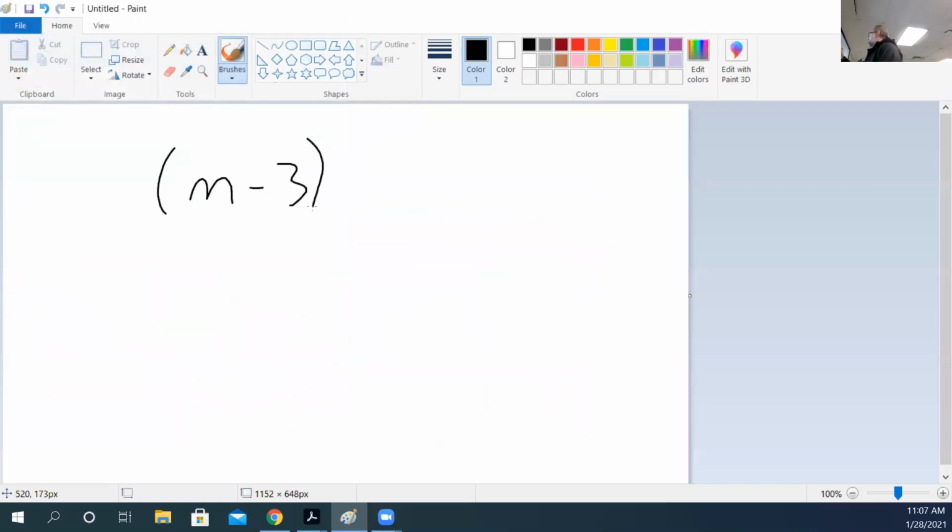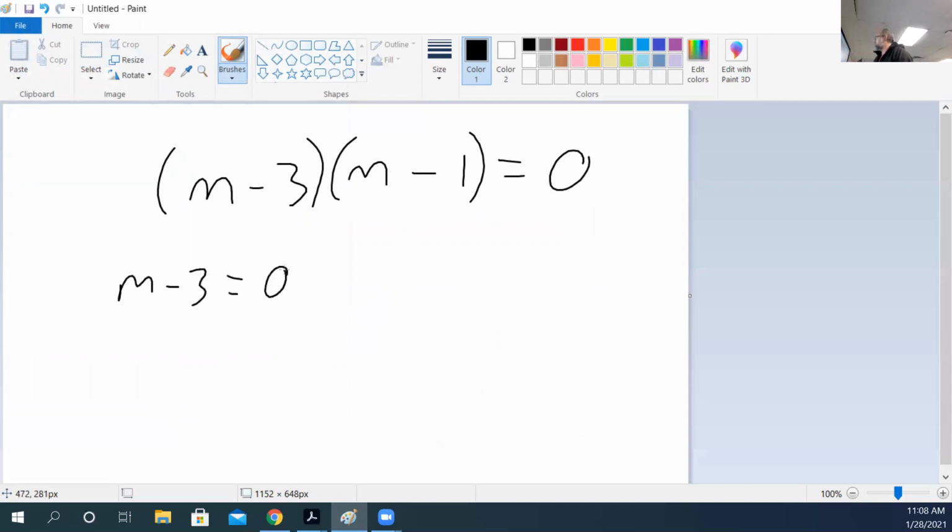m minus 3 times m minus 1 is equal to 0. All right, same idea, right? It's already factored for you, so you just jump right in. Do m minus 3, set that equal to 0. Take the other factor, also set it equal to 0. And then you just need to solve for the letter.